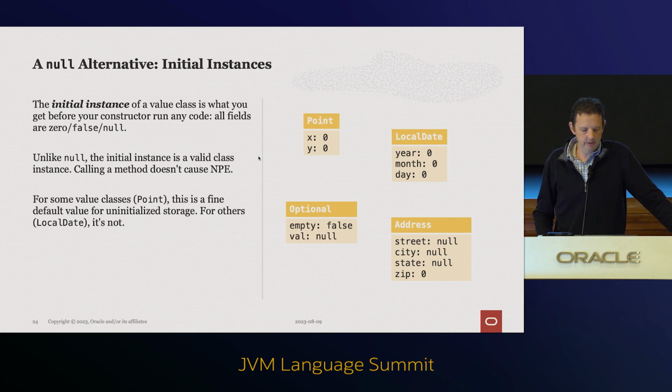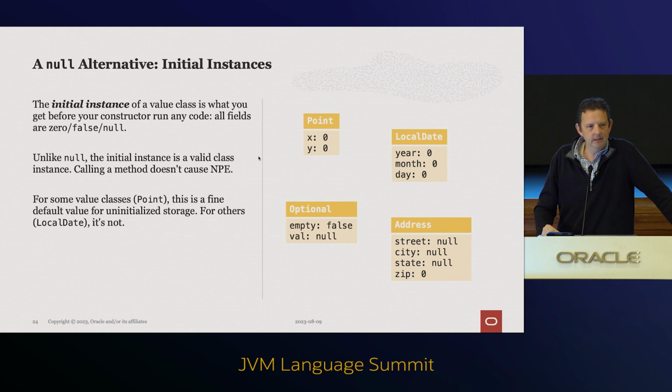We'll call that an initial instance of a value class. That's what you get at the start of your constructor. If you just return right out of your constructor, you've got an initial instance. So all the fields are zeros or nulls or false, whatever their default values are. That instance is a class instance, it's a real object. So if you invoke methods on it, you're not going to get an NPE.